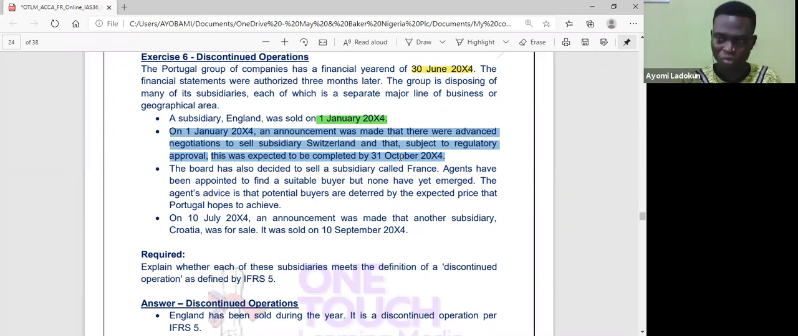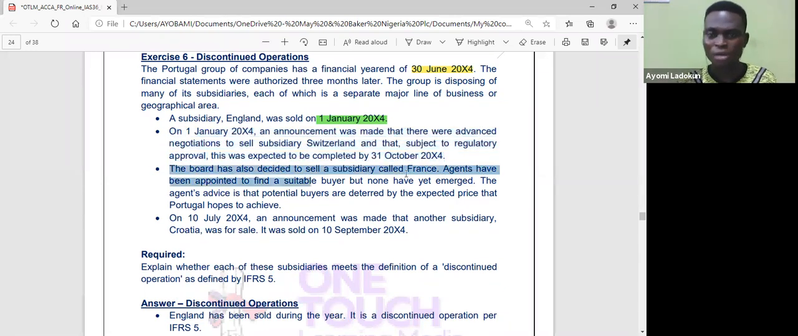So when I get to 30th June, when I'm preparing my account, can I classify it as held for sale? Because I've not sold it. Okay. Can I classify it as held for sale? The answer is yes. I can classify it as held for sale because we are finalized. We're only waiting for regulatory approval.